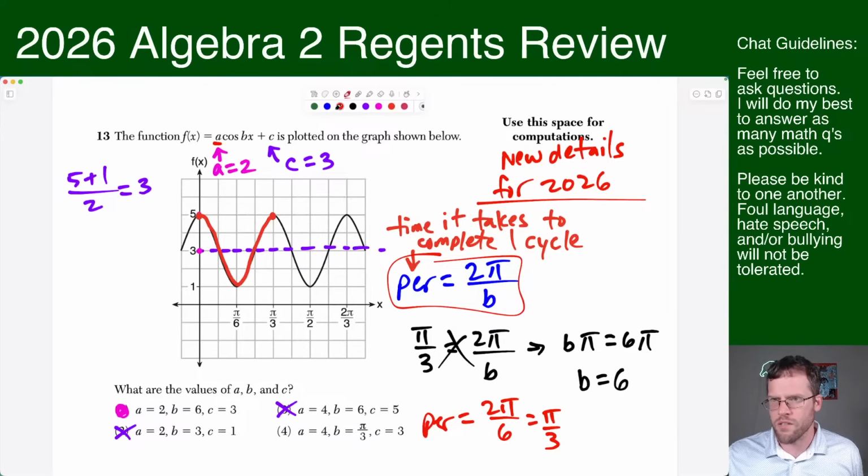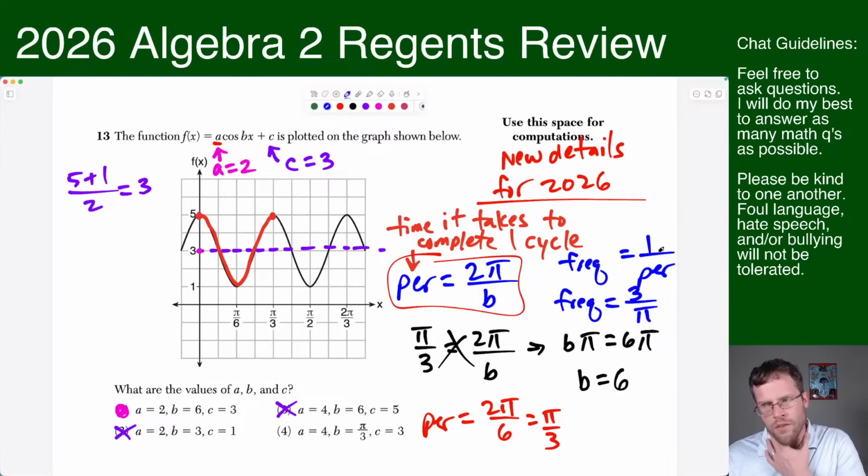But the frequency, this is the new detail. The frequency is 1 over the period, the reciprocal of the period. And when you want to find the reciprocal of something, you just flip it. So it'd be 3 over pi. Okay, so I just want to point that out, that you just flip it.